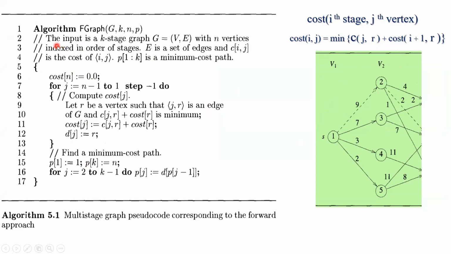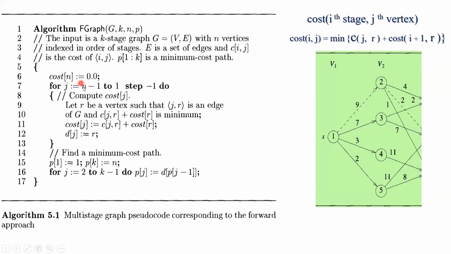So what is the input? Input is the k-stage graph G, which is a combination of vertices and edges, indexed in order of stages: first stage, second stage, third stage. E is a set of edges and c(i,j) is the cost of edge i to j. We have to find a path from 1 to k. K is the level number; if there are 5 stages, 1 to 5. P is the minimum cost path. So we have to find P now according to the algorithm. We shall briefly discuss this algorithm and finish off the session.